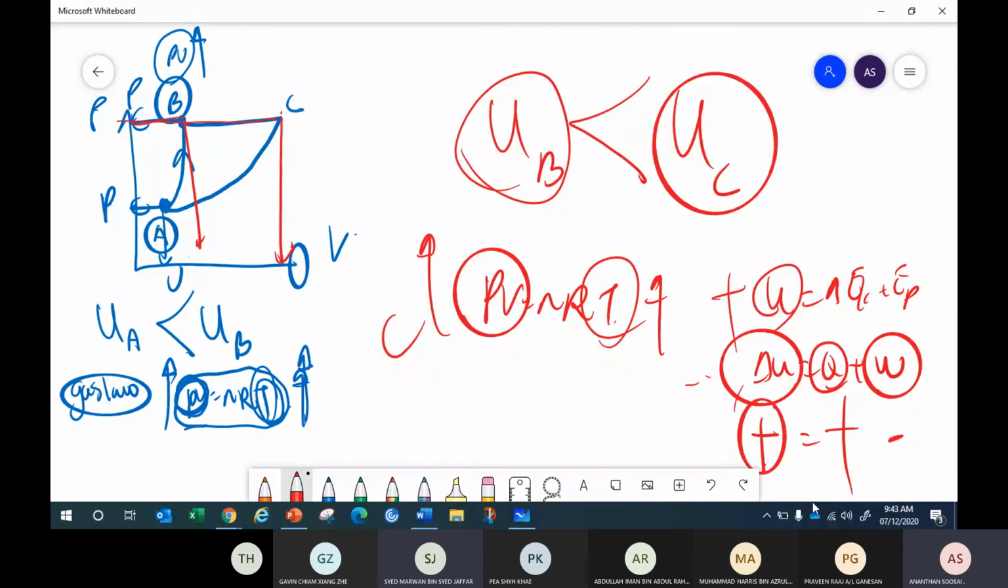Okay. So if they give a PV graph, you can roughly get to know whether U is rising or not. The further away the point is, the bigger the PV value. By using the gas law, PV equals nRT, the temperature must also be higher. So it should have a higher internal energy compared to the lower one.